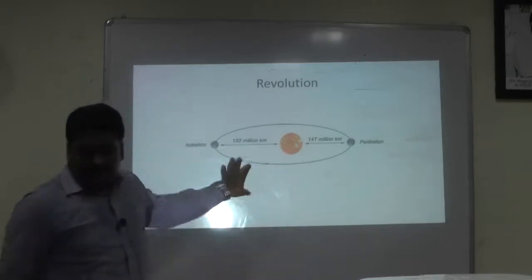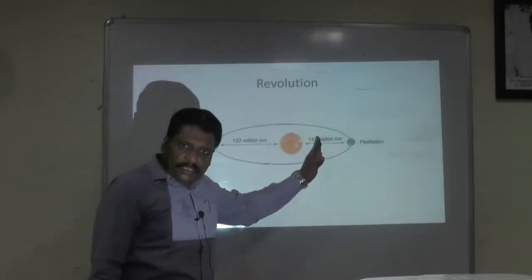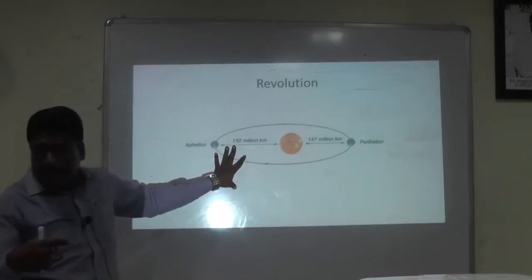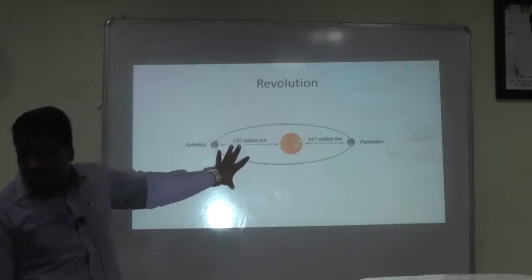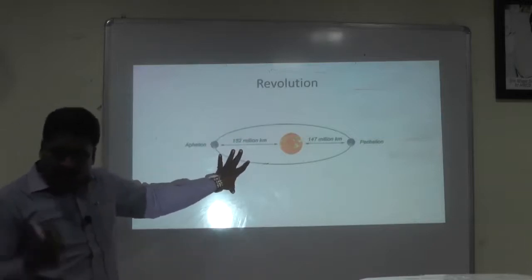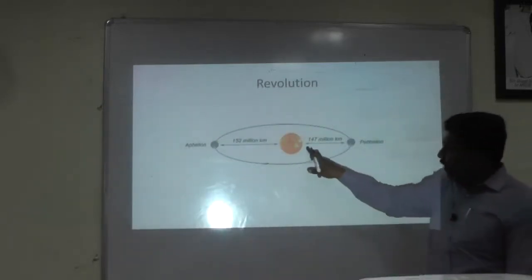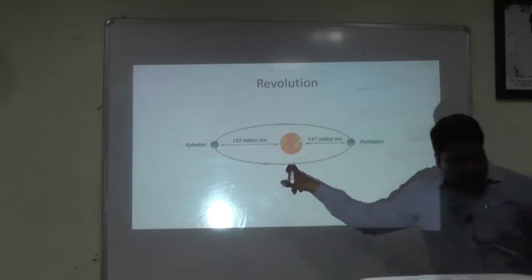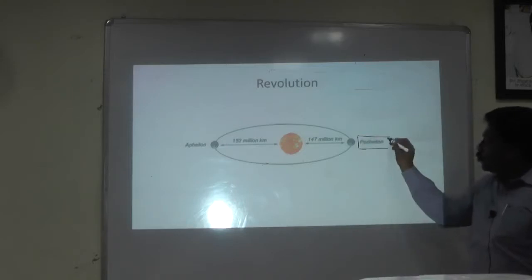If that is the case, what will happen, my friend? Can I say every day the distance between sun and earth will be the same? No, it will be different. Every day the distance between sun and earth will be different. So at one point of time, the sun is placed very, very close to earth. This position we call the perihelion position.